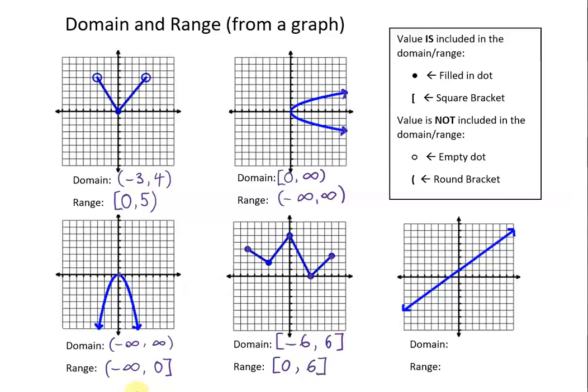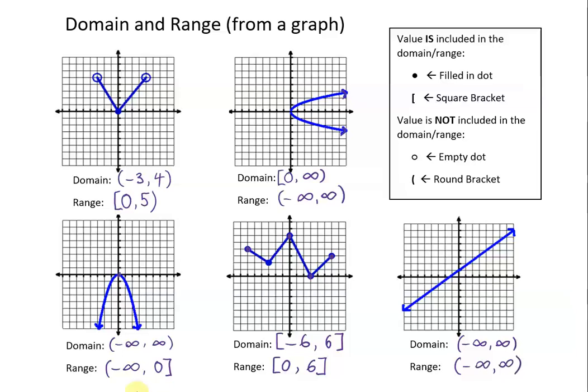Our very final graph, the domain, the x values, I can see an arrow at the leftmost point on my graph and on the rightmost point of my graph. So that tells me that the domain, the x values, are from -infinity up to infinity. And in terms of the range, my minimum point once again has an arrow and the maximum point has an arrow. So the range for our very final graph is also -infinity to infinity.